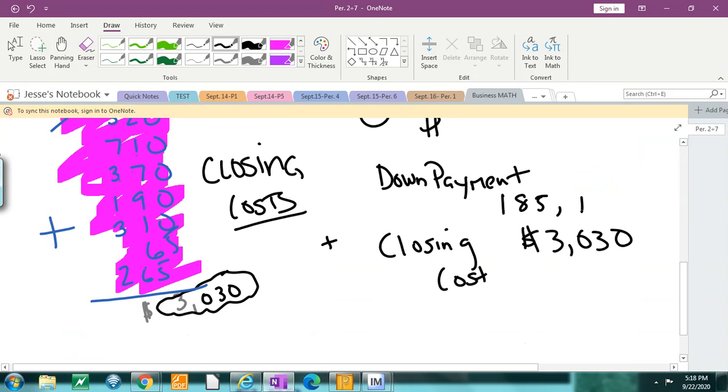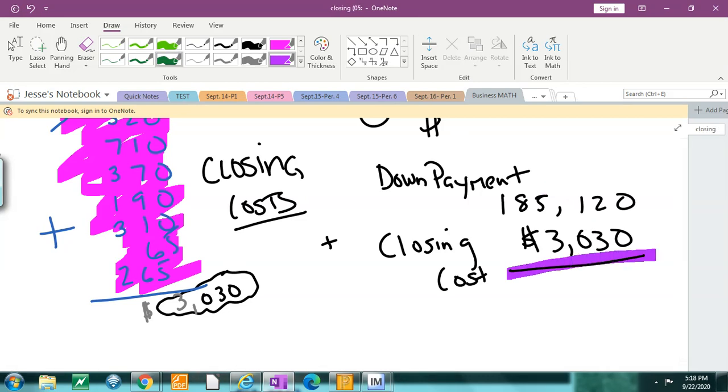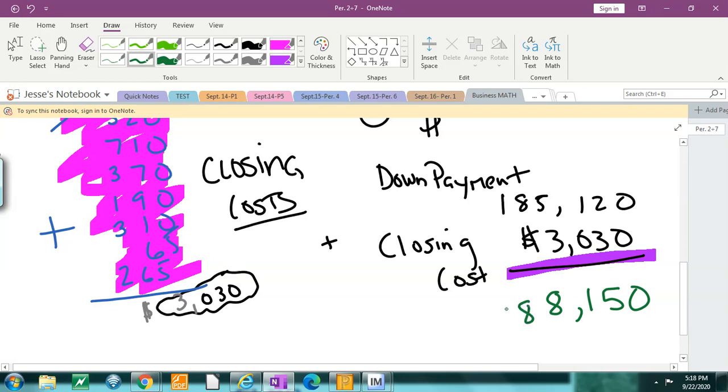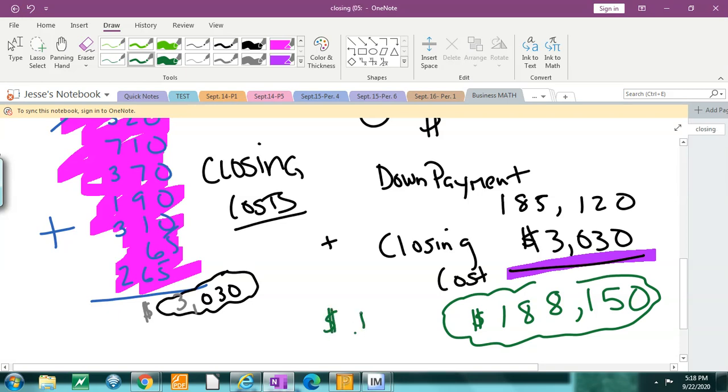185,120. So then now we just have to add them. Go ahead and add them, right? So if we add them, what do we get? Let's see. Here we get 0, 5, 1. That's 8, 8, 1. So this is the cash I need to at least start buying the house, in cash. That's the cash money you need. So you need 188,000. Oh man, that's a lot.